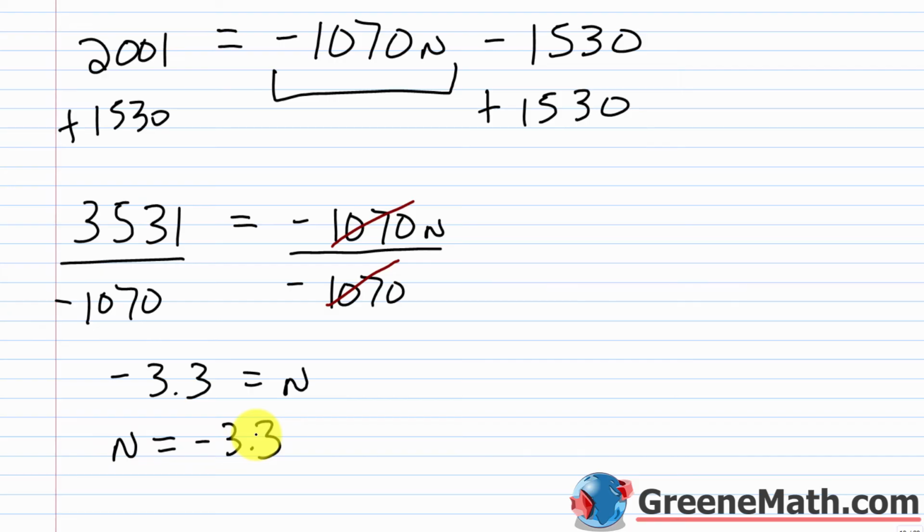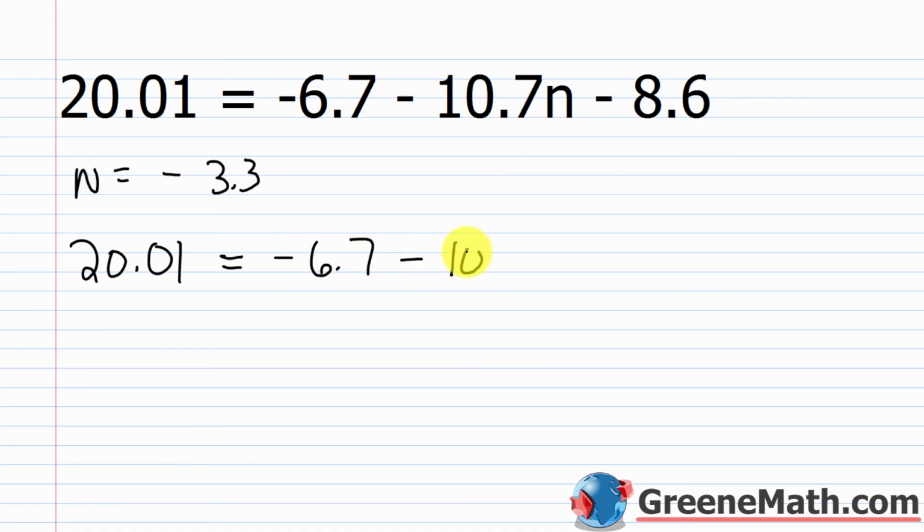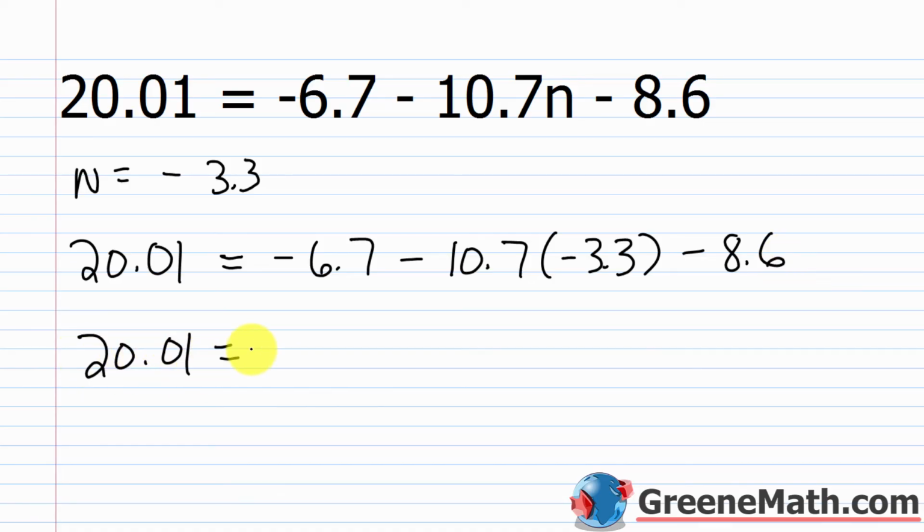And we're going to go back up to the top and check it. So we're going to have n equals negative 3.3 here. So we're going to have 20.01 is equal to negative 6.7 minus 10.7 times, again, negative 3.3 minus 8.6. Over here on the left, 20.01 is not going to change. Don't need to do anything there. On the right, I need to do my multiplication first. What is negative 10.7 times negative 3.3? It's going to give me 35.31.